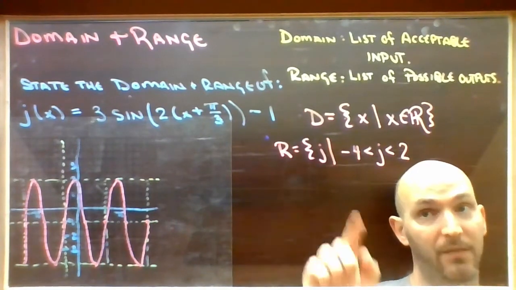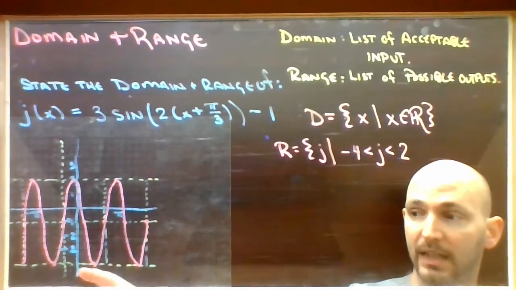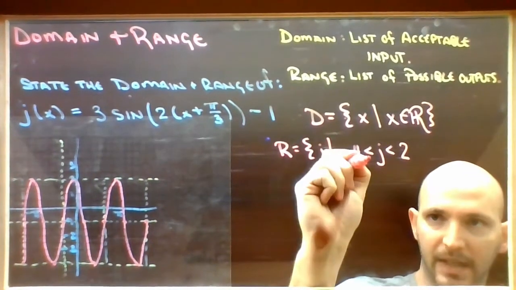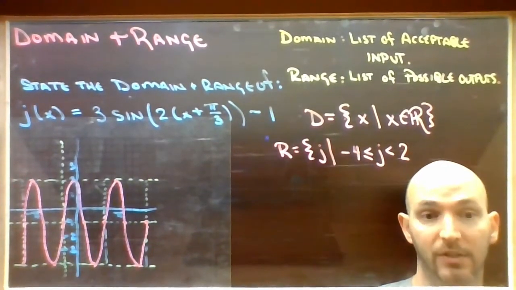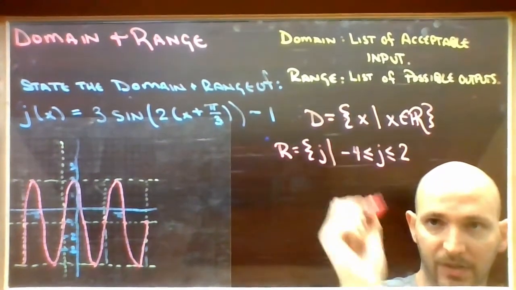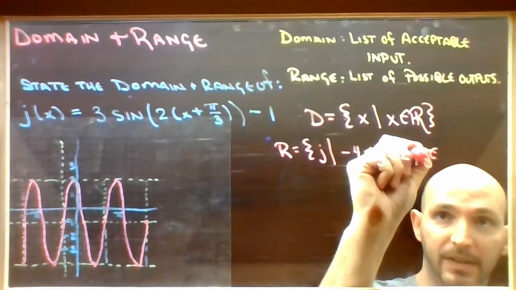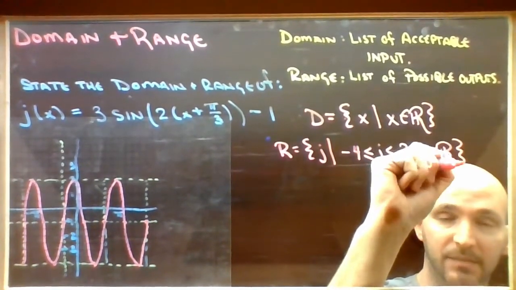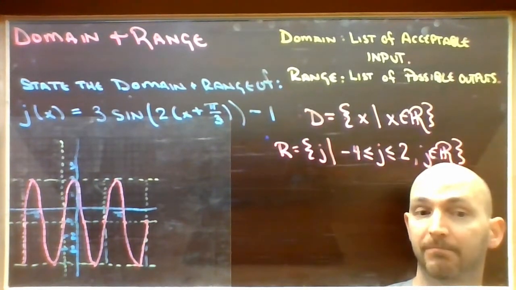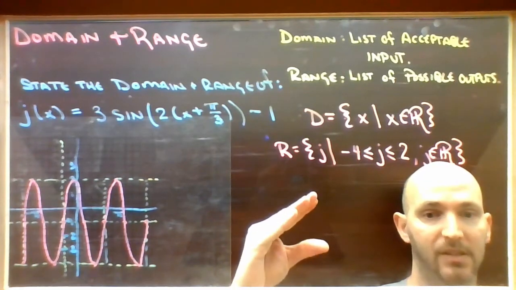You need to ask yourself, does it ever actually equal -4? Well, it does. It does here and here and here and here. It's actually equal to that, so I'm going to acknowledge that. And here and here and here, it's actually equal to 2, so I'll acknowledge that as well. And then finish her off with those j's need to be real numbers. And we're done.